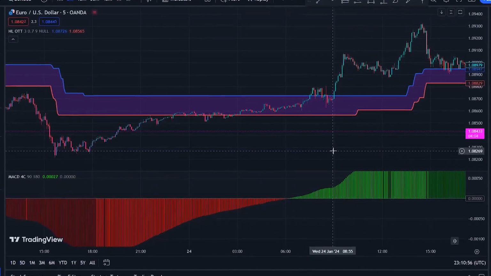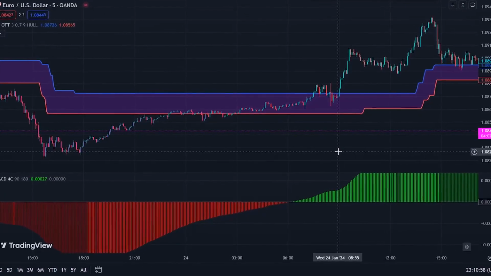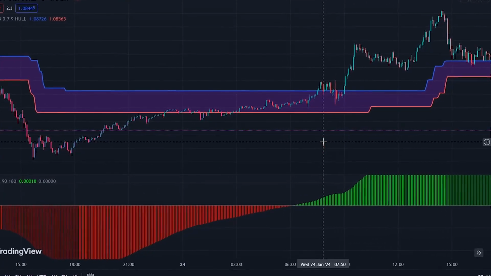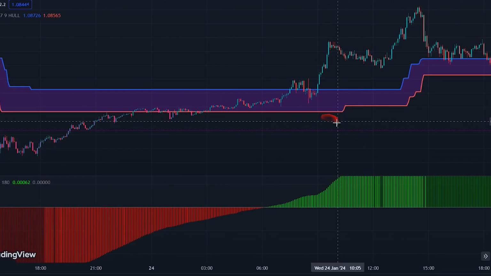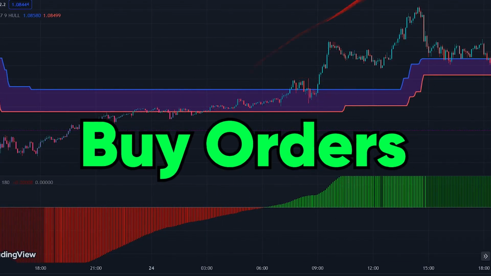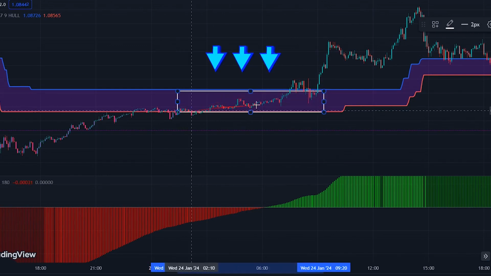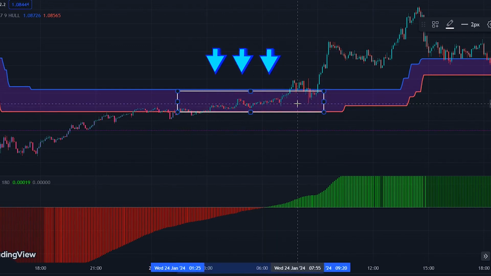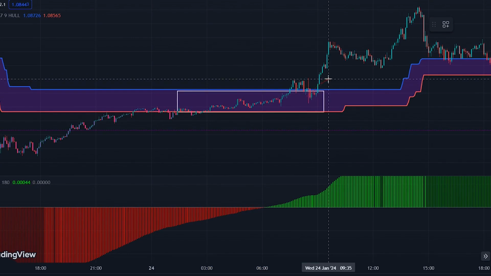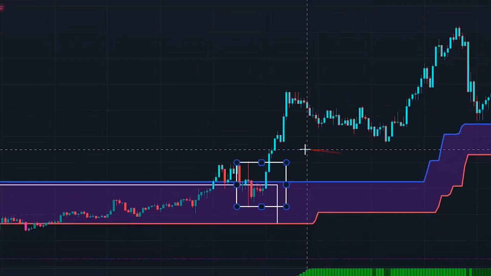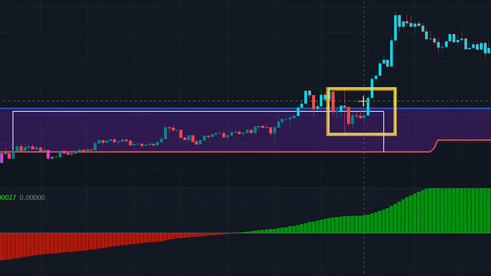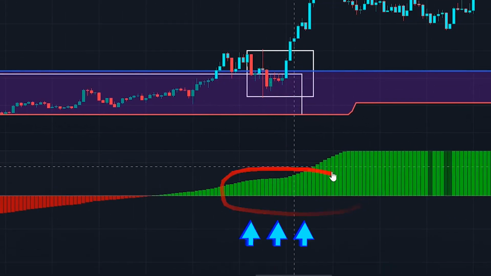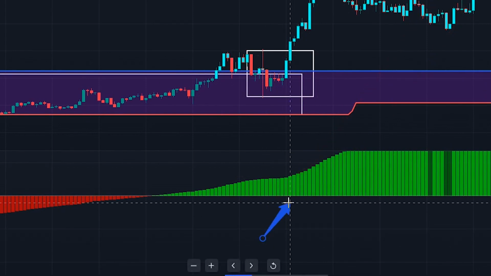Now that I have told you all the rules, we just need to look for buy and sell orders on our chart. For buy orders, wait for the candles to be inside the band and then wait for a bullish breakout like here when the price candles cross the blue line upwards. Then just check the MACD 4C indicator to give us a signal to enter the trade.